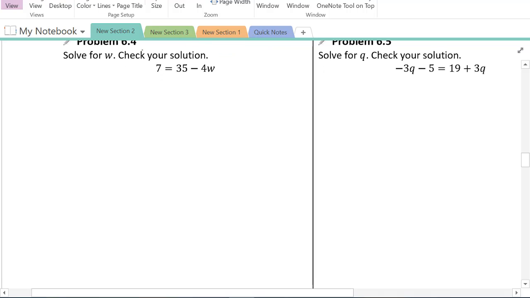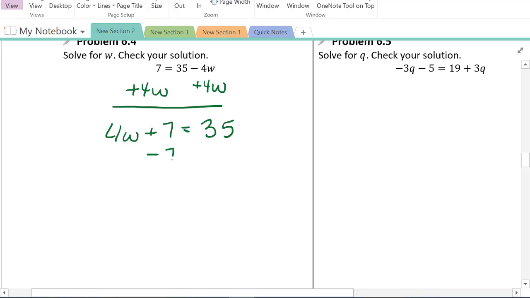So 6.4. Again, in this example, I'm going to move the variable to the left. So let's just add 4w to both sides. Plus 4w, and 4w cannot add to the 7, right? They're different animals. This has a w, the 7 does not. So we just put them together. We have 4w plus 7 equals 35. Now I'm going to bring the number over, minus 7 to both sides. So the 7's cancel out, and we're left with 4w equals 35 minus 7, which gives us 28. Then we divide both sides by 4.